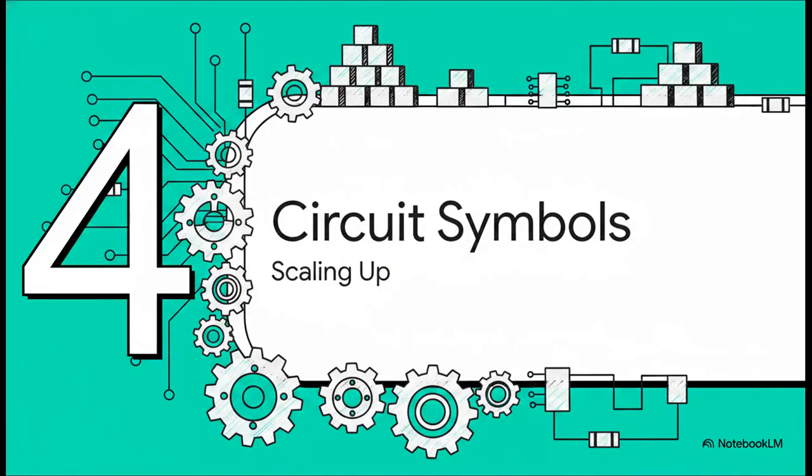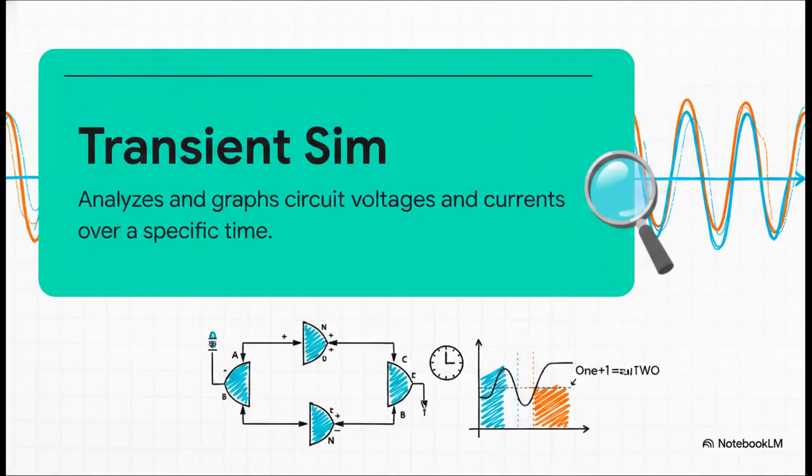Let's keep leveling up. Section 4: Creating circuit symbols. Up to now, we've only been looking at static numbers. But to really grasp dynamic circuits, we need what's called a transient simulation. This analyzes and graphs the circuit's behavior, like changing voltages and currents, over a specific period of time.